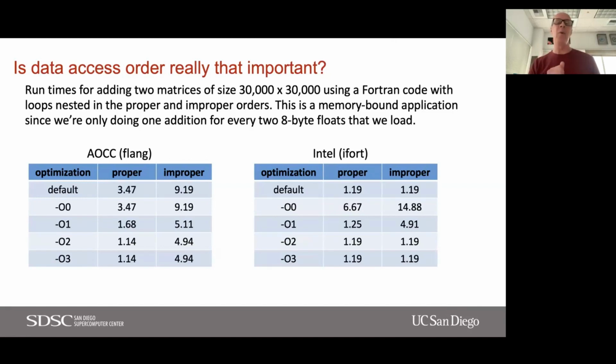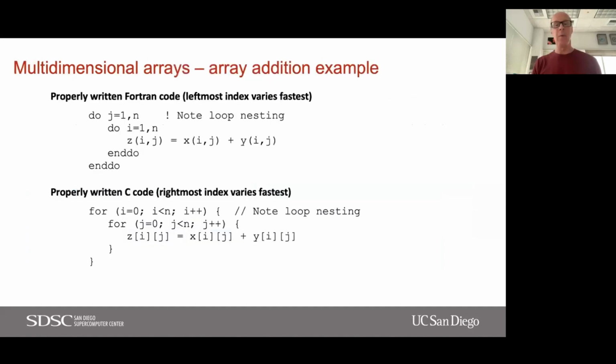So is data access order really that important? I looked at some timings for adding together two matrices of size 30,000 by 30,000 using Fortran code with loops nested in the proper and improper orders. So basically going back here, taking that block of Fortran code, looking at the performance with the proper nesting and with the nesting swapped. Now notice that if I swap the order of the nesting, if I have do i equals 1 on the outside, now I'm going to be going through that array with a very large stride. In this case, it's stride 30,000.